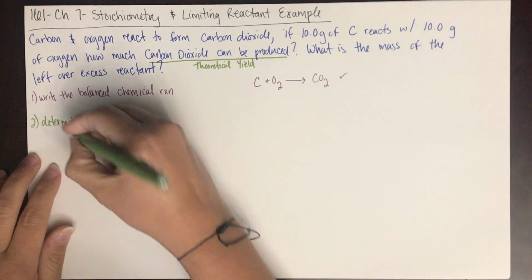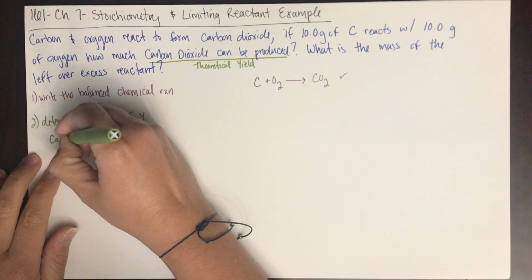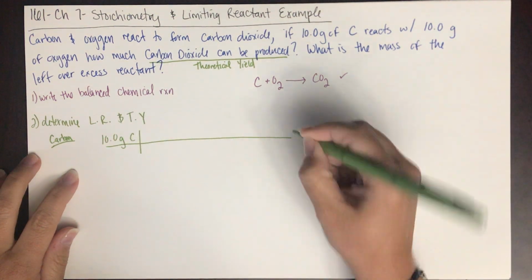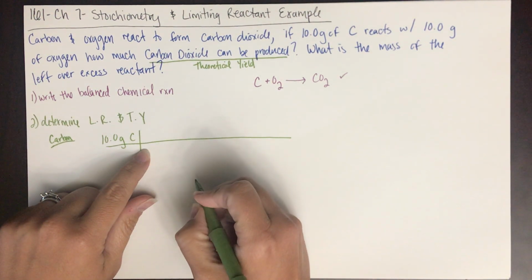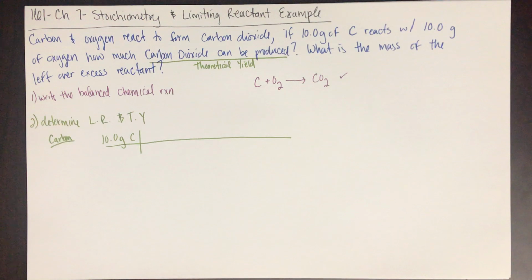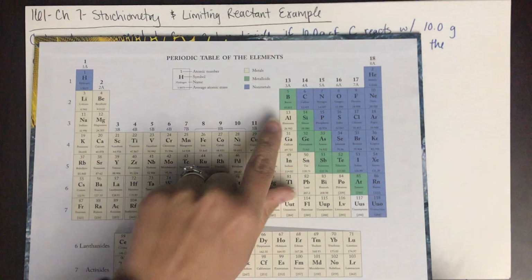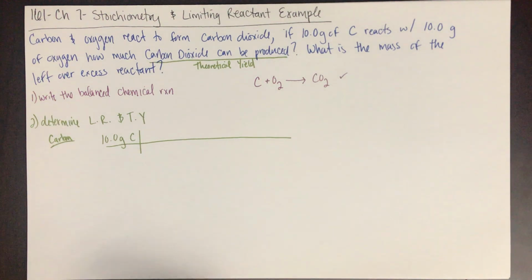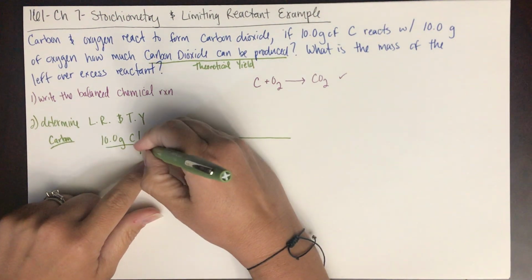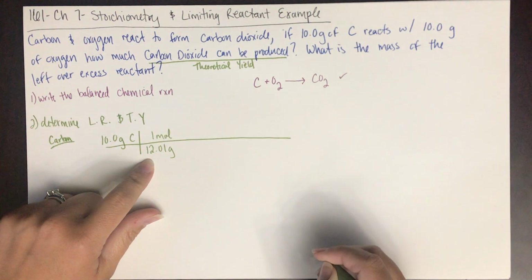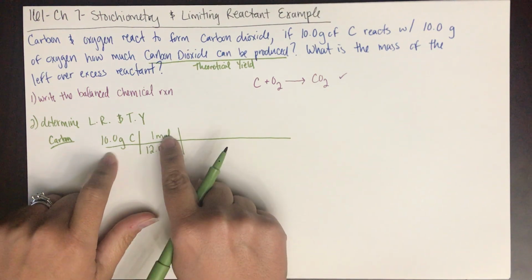The way I'm going to do this is, first with carbon, I'm going to say 10.0 grams of carbon. Then I'm going to convert grams of carbon to moles of carbon using the molar mass of carbon. Remember, the molar mass of an element comes from its atomic mass on the periodic table. So carbon is about 12.01 grams per mole. Remember, we want grams to cancel. 12.01 grams of carbon in 1 mole of carbon. So I've gone from grams of carbon to moles of carbon.